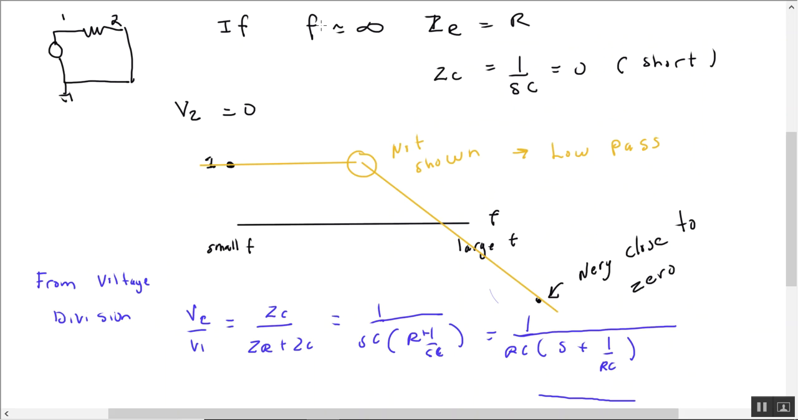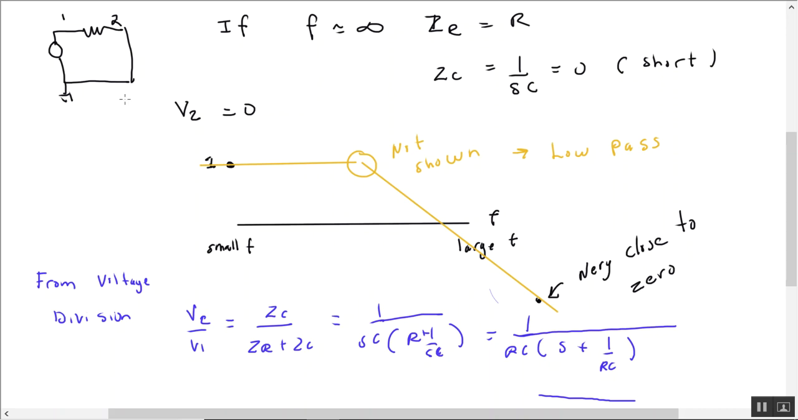Now what if the frequency is infinity, right, or close to infinity? R is still R, but notice ZC, 1 over SC, is close to 0. That's a short, right? So I just take this node here and draw a wire, and now ground and V2 are the same. So that's effectively 0. So here, we're starting off high and ending up low as we increase frequency. That makes it a low pass, right?